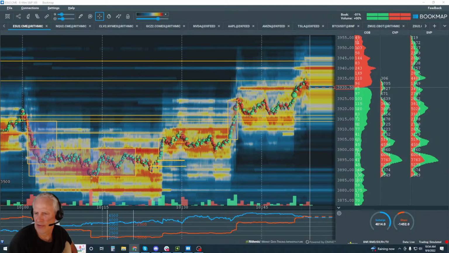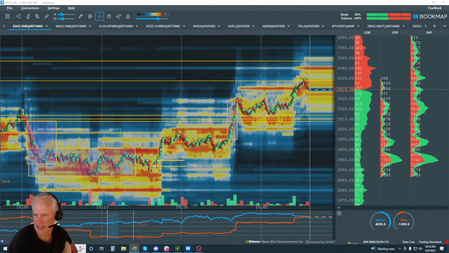So let's see, how about oil? Yeah, let's take a look over at oil. Is there any way to have Bookmap draw levels from CSV? Yes, there is. Geo Capital. I'll show you where that is.